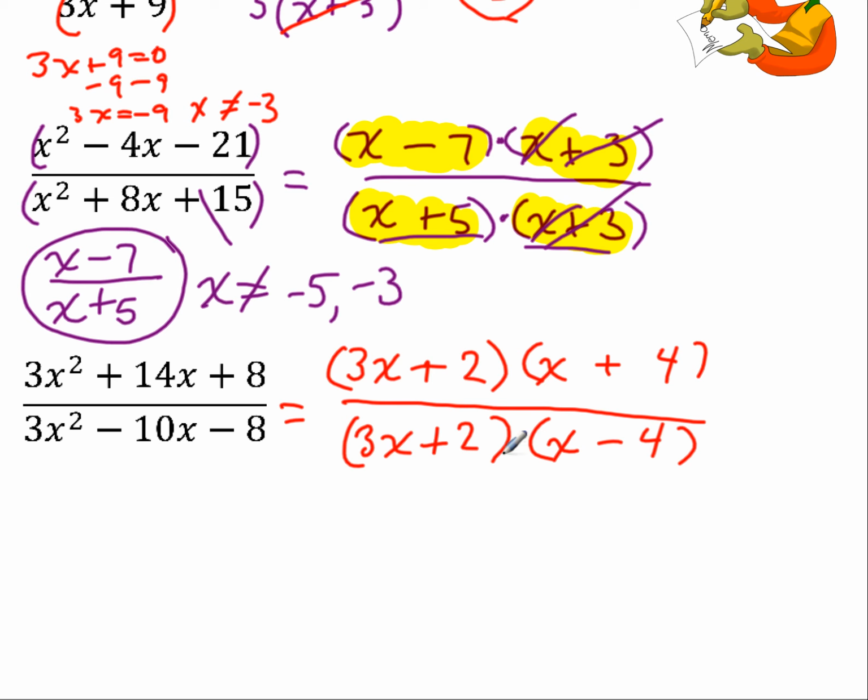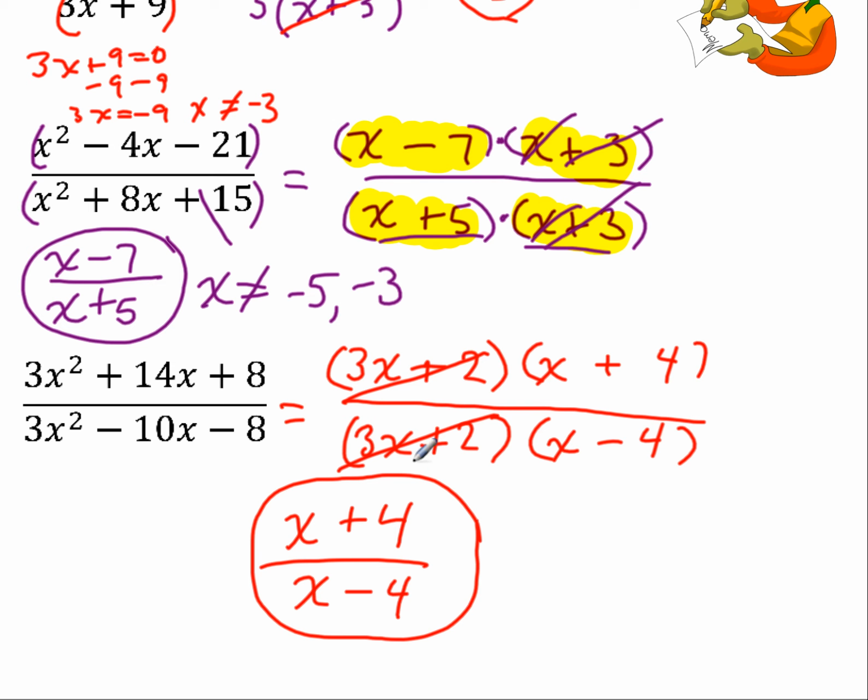So now I look at what I've got. Are any of my parentheses saying the exact same thing? And they are. 3x plus 2 and 3x plus 2 say the exact same thing, so those cancel out. X plus 4 and x minus 4, as we learned in the last slide, are not the same, and they don't cancel. So that's my answer. That's my simplified version. It feels very tempting to cross out that x and that 4, but you can't do it. They have to stay together because of the plus and the minus.